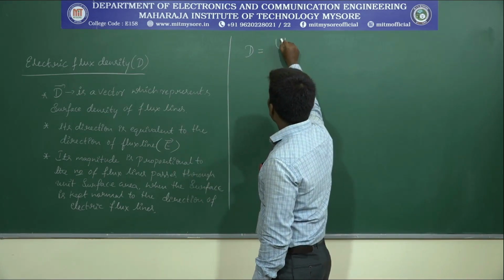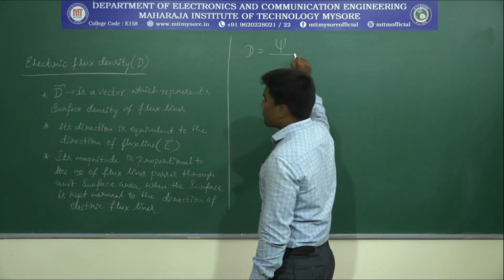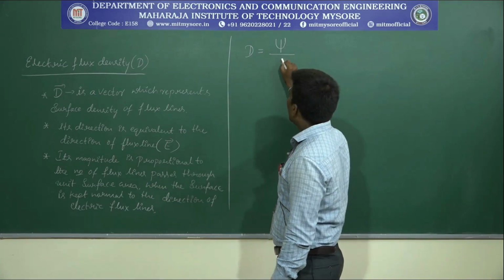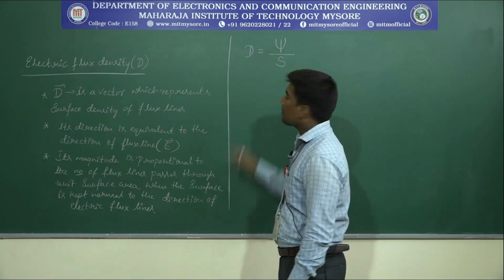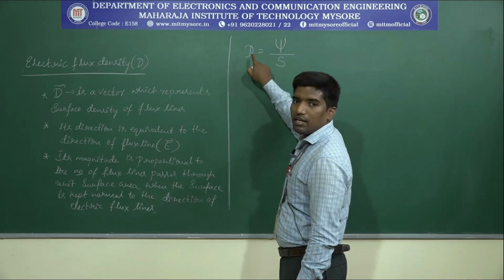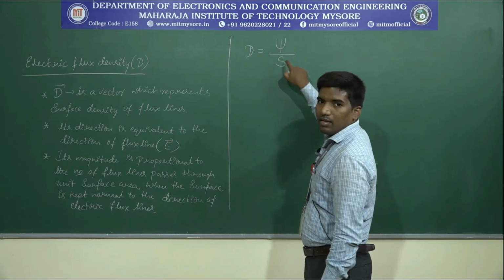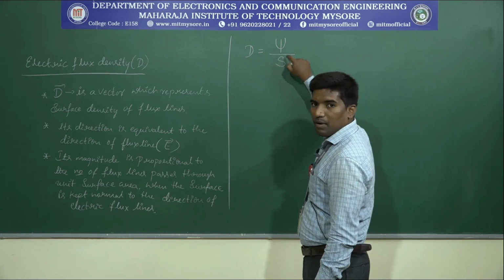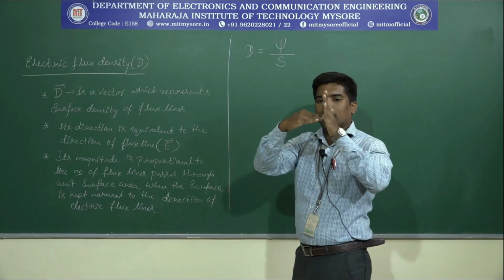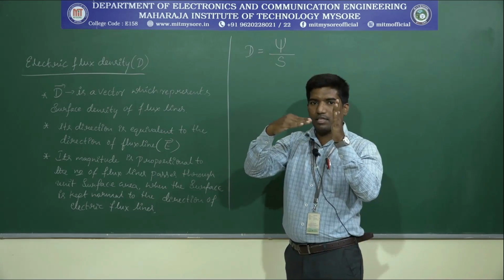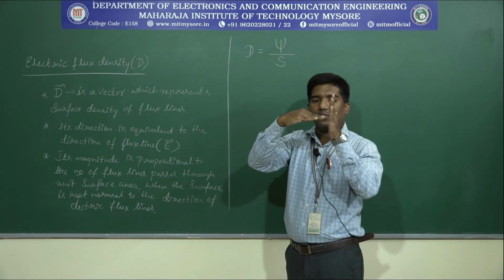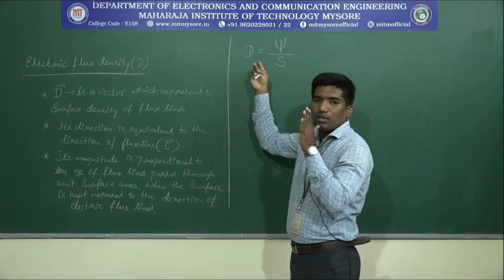Number of flux lines is represented by symbol psi, which passes through the unit surface area. The number of flux lines per unit surface area. The surface area is represented by symbol S. So this is the definition of electric flux density: D is equal to psi divided by S. The number of flux lines per unit surface when the surface is kept normal to the direction of flux lines. See, this is the surface S, which is kept normal to the direction of flux lines. This is the direction of flux lines. Got it? So when this condition happens, this equation holds good.